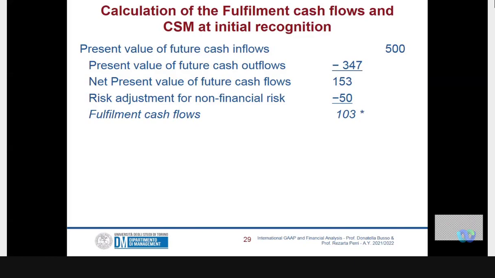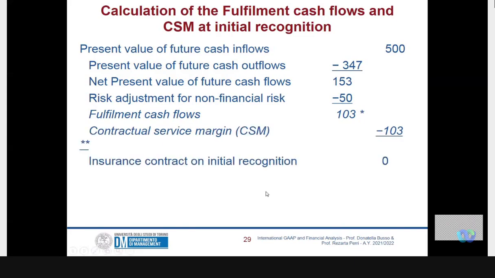Now, that's why I ask you to put your mind and think logically about that. This means that this is the amount of money that the company is expecting to be left with. I will have 500 euro, I will need to pay 347 and then 50 euro for non-financial risk. How much am I left with? 103. The fulfillment cash flows at the initial recognition will be equal with CSM.